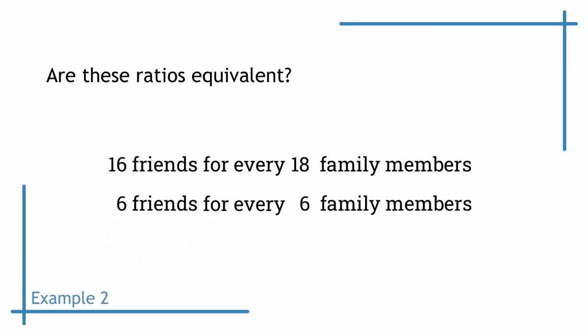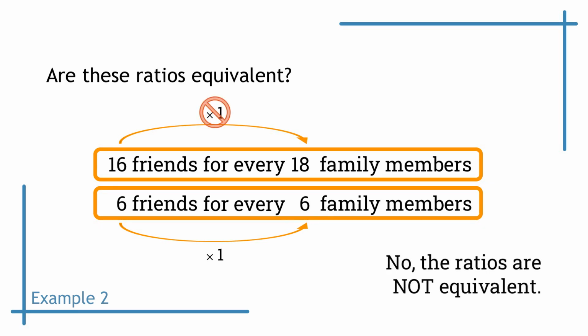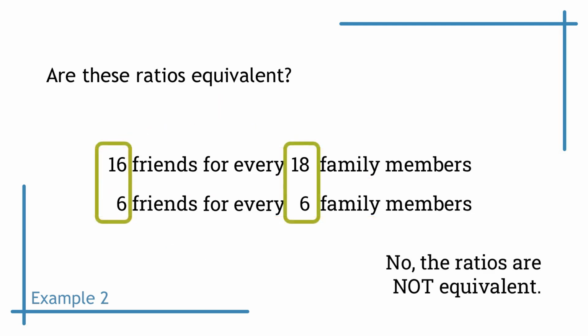In example 2, we're comparing ratios of friends to family members. If we look within the ratios, we see a 6-to-6 or 1-to-1 relationship in the second ratio. In other words, 6 times 1 equals 6. Well, that is not true for the first ratio, because 16 times 1 is not 18. Therefore, these ratios are not equivalent. We could have compared across the ratios. For the family members, we see that 6 times 3 will get me to 18, but that is not true for the friends. 6 times 3 is not 16. So either way, we see these ratios are not equivalent.